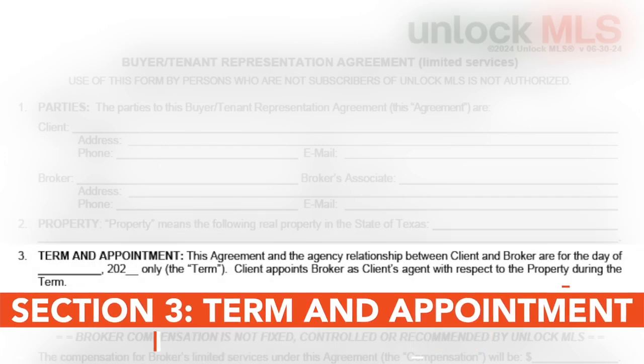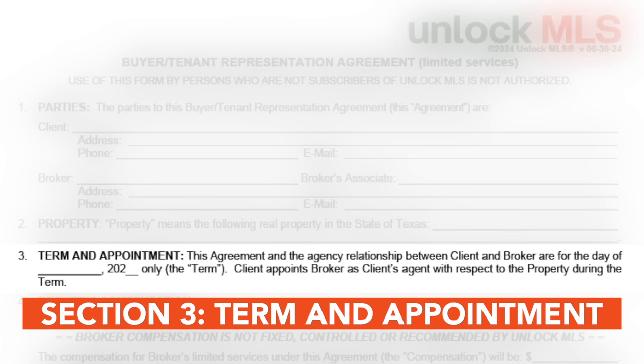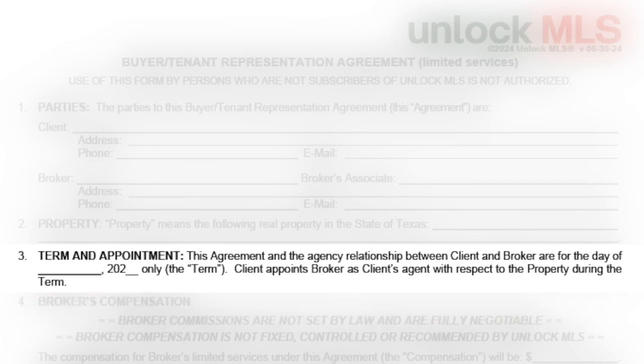The third section is term and appointment. You choose the one single day that makes up the term of the agreement. For that day, you are their agent. This is part of the limited aspect of the limited services.